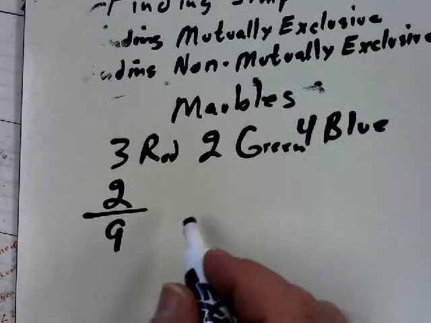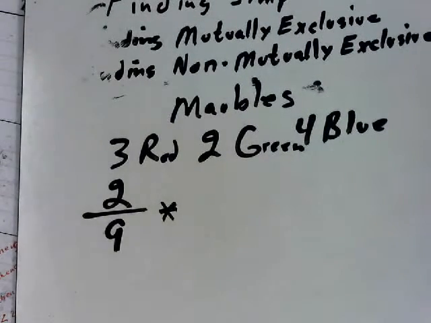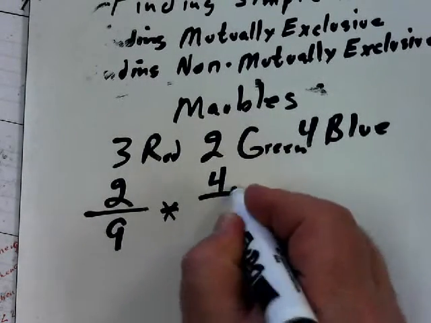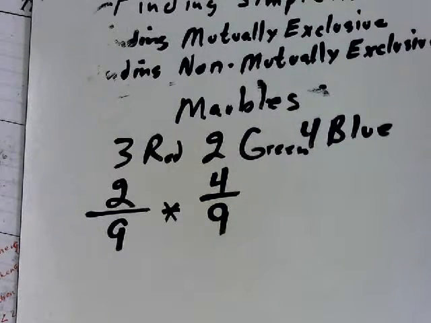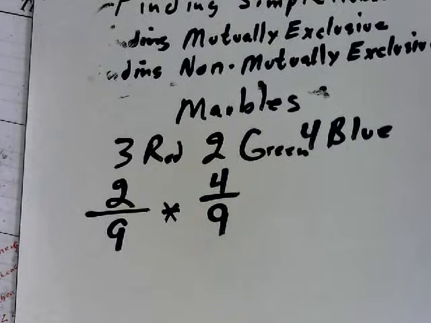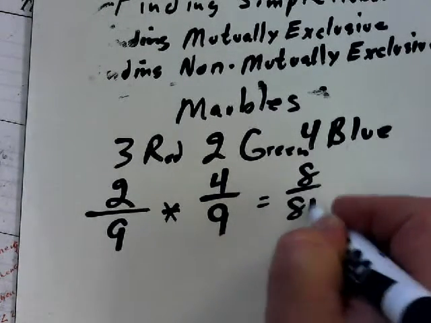What if I replaced it, and then I wanted to draw a blue one? Wouldn't I have 4? And if I replaced it, 9 again? Do you agree? Well, if that's the case, what's my total probability that both those things would happen? I multiply them, I'd have 8 over 81.